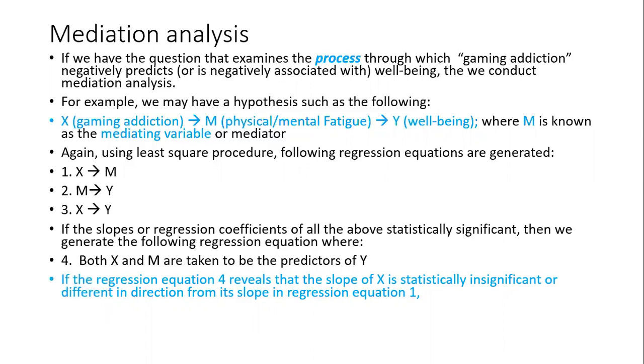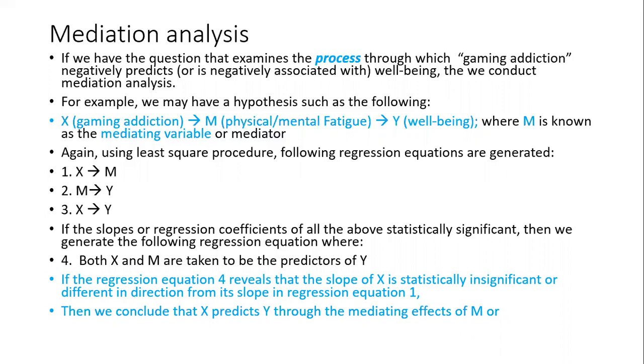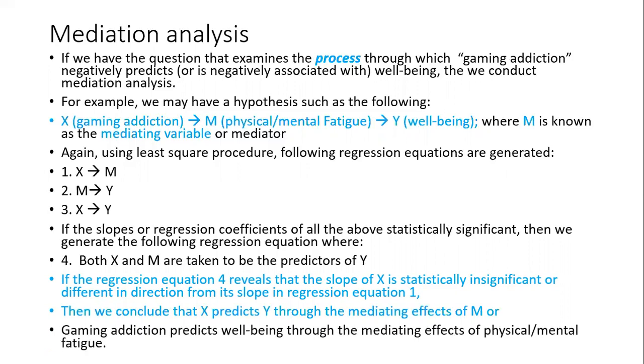Okay. And then we find that if that is the case, then we conclude that X predicts Y with the mediating effects of M. Please remember that what is happening in equation 4, and the condition goes like this, that if the slope of X becomes statistically insignificant in this equation 4, or changes its direction from its slope in regression equation, not 1, that's given there, but in 3, where X is predicting Y, then we find that X predicts Y through the mediating effects of M. Or gaming addiction predicts well-being through the mediating effects of physical or mental fatigue. So this was the final one.